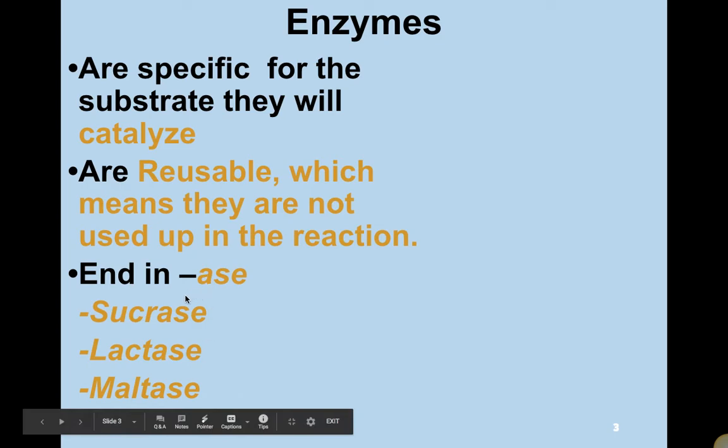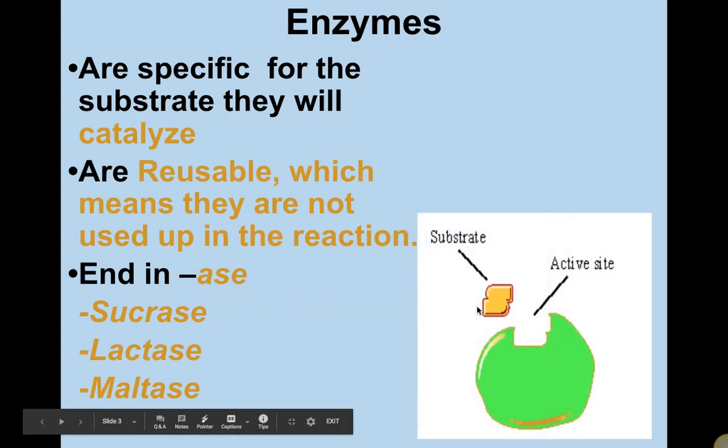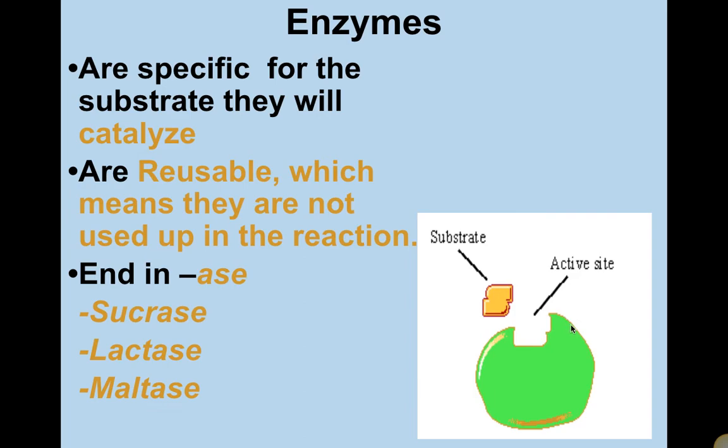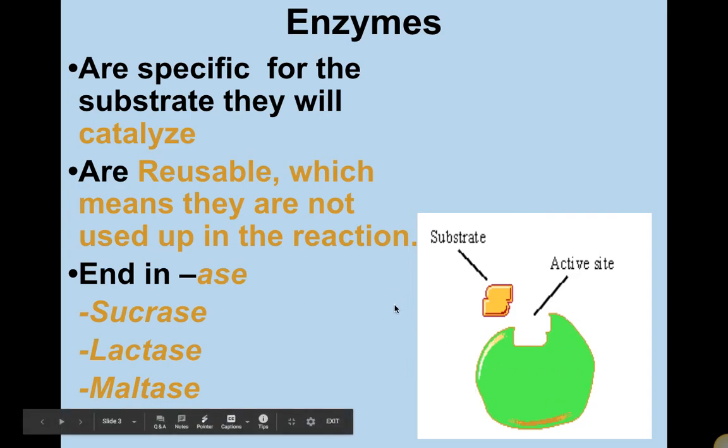So notice these end in -ase. If you put an -ose at the end of these, those are going to be the sugars that they break down. Again, there's your substrate, there's your active site, and this green blob would be your enzyme.